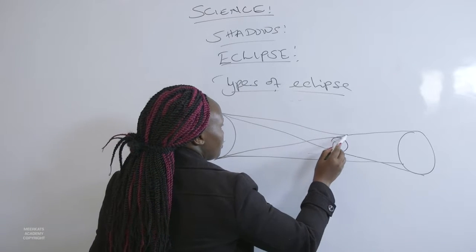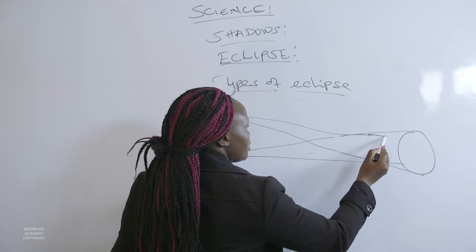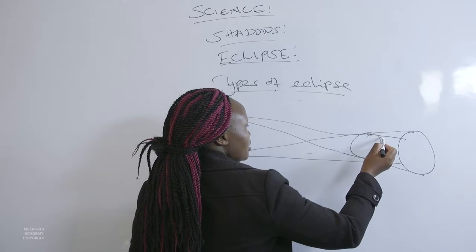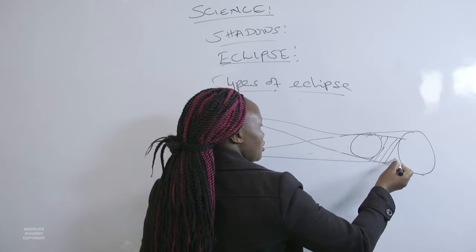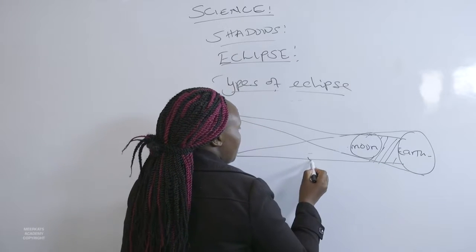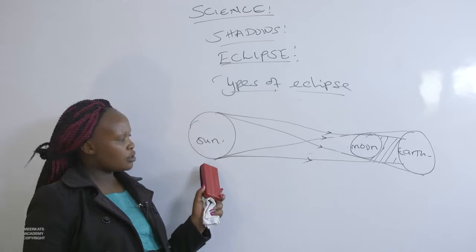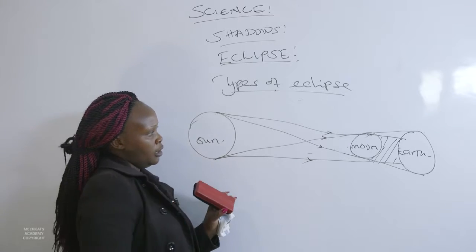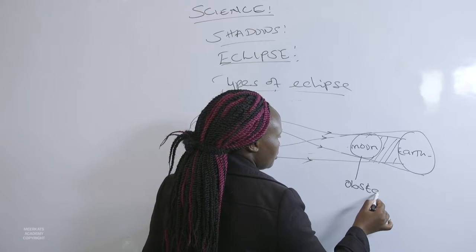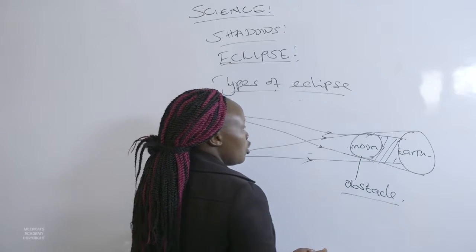You will discover that at some point, there will be a space in between. If this be the moon, this is the earth, then you have some rays coming from the sun. Remember, the sun is the sole producer of the light that we are talking about here. And now on the path of the ray of light, this one is what is going to act as the obstacle. Now the whole of this point will be a shadow of the moon.